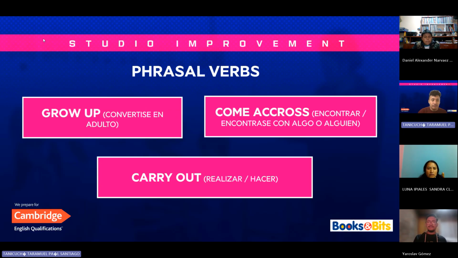Then we have the phrasal verb grow up. Grow up, which means, what does it mean, my dear Daniel? Convertirse en adulto. Perfect. And then we have come across. Come across, which means encontrar o encontrarse con alguien. And finally, the phrasal verb carry out. Carry out, which means basically do. Okay. There you are.